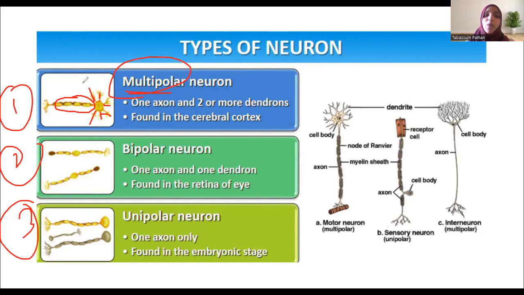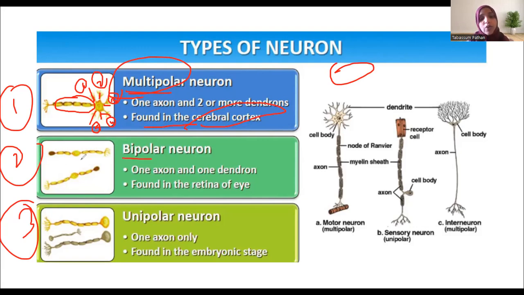To this dendron, one neuron can be connected, to this dendron, another neuron, to this dendron, another neuron. So you see how many neurons can be connected depending upon how many branches of dendrites are there. So a network of neurons will be formed. Usually multipolar neurons are found in the cerebral cortex, that is the outer region of the cerebrum. You have the outer cortex and the inner medullary region. So this is multipolar.